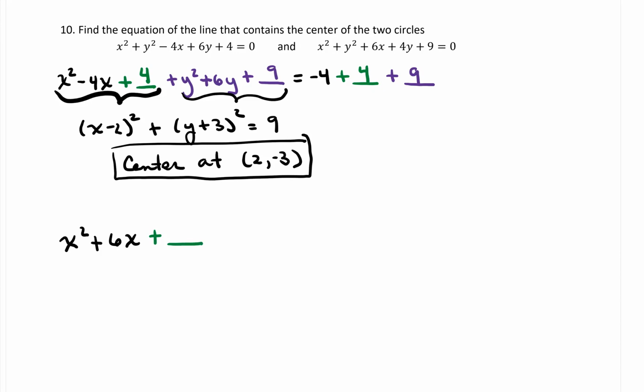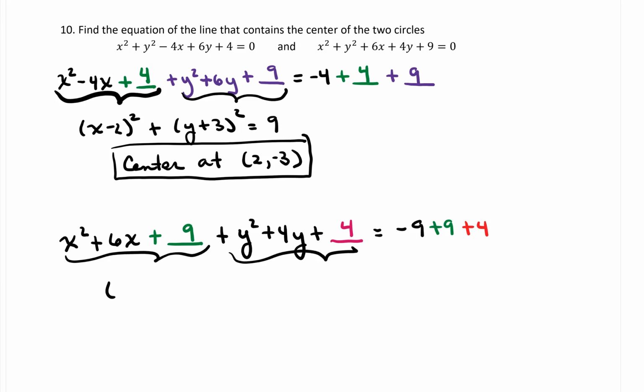Half of 6 is 3. 3 squared is 9. Rewriting our y terms together. So for the second equation of the circle, we have plus y squared plus 4y plus, so we're looking at half of 4 and squaring it gives us 4. Getting our constant on the other side, so we subtract 9 on both sides. But on the left we added 9 and we added 4 to make those perfect squares over here.